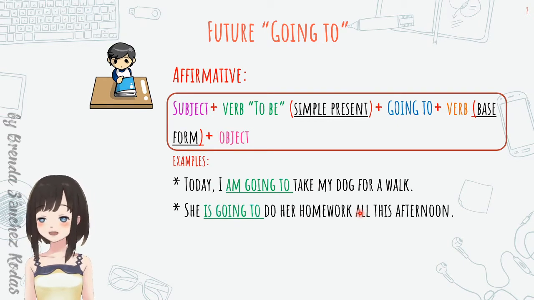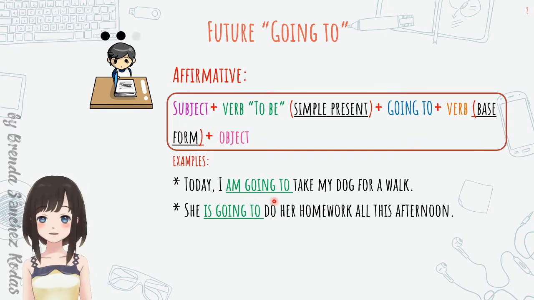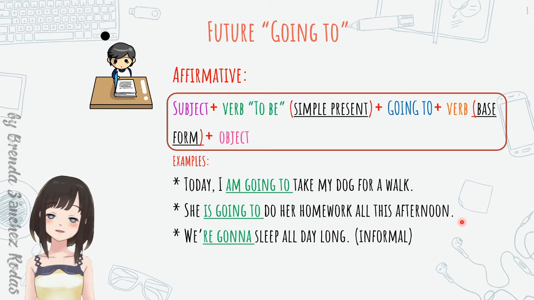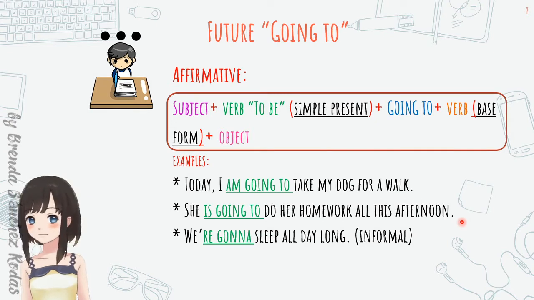Also I have, she's going to do her homework all this afternoon. Also the same, she and the verb to be in simple present, going to, verb, and the object. Actually the same. We're gonna sleep all day long. This is an informal way to express future.